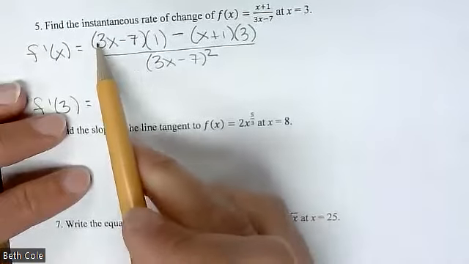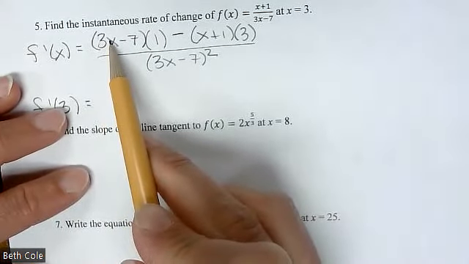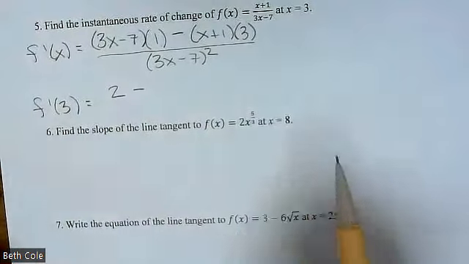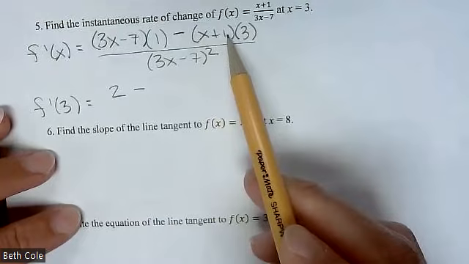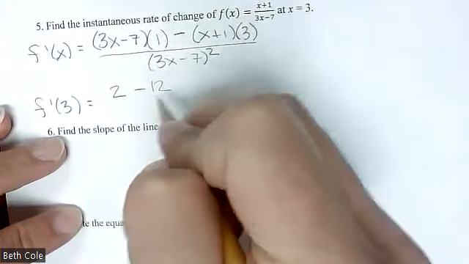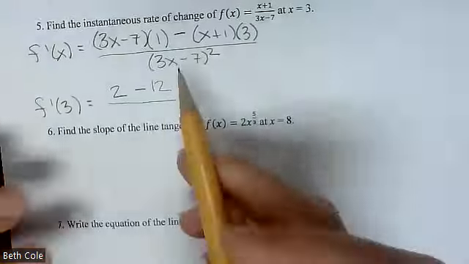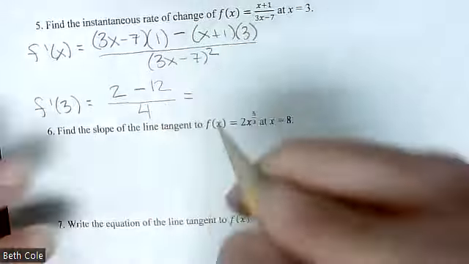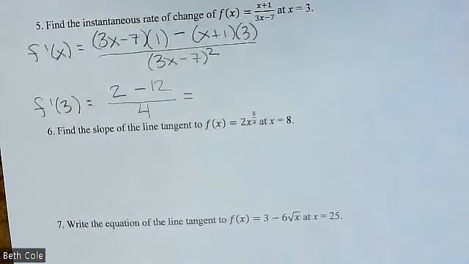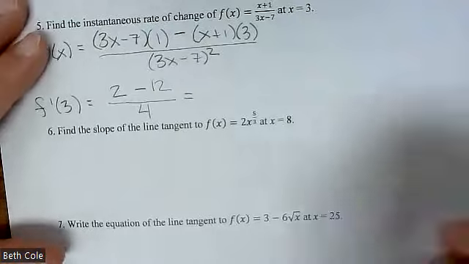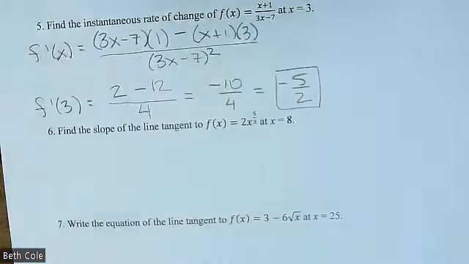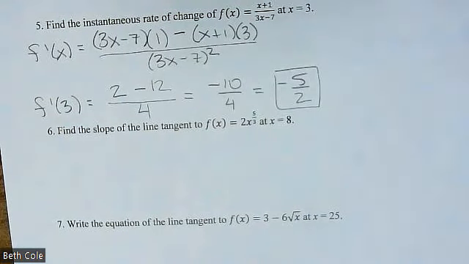All right, now we're just going to plug in 3. 3 times 3, 9 minus 7, 2 times 1 is 2. Minus 3 plus 1. 4 times 3, 12 over, that would be 9 minus 7, which is 2 squared, 4. Let's go ahead and reduce that though, because that's not going to be too difficult and we don't want to lose our skills. That would be, what, negative 10 fourths? Perfect, negative 5 halves. We can reduce a fraction. I think that's reasonable. All right, that's all it got asked for.